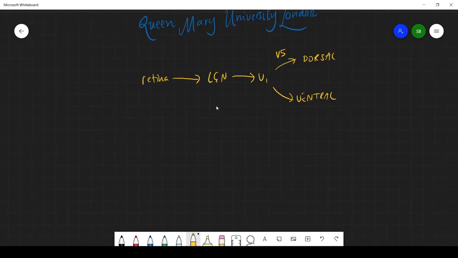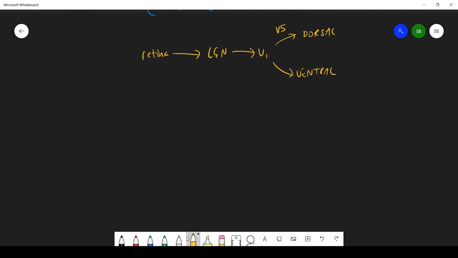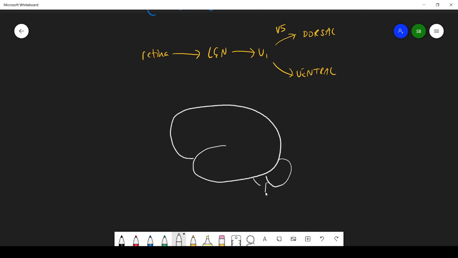To get a little bit of approximate anatomical context, this is our schema of the brain, cerebellum, spinal cord. V1 is here, V4 is here, and V5 is roughly somewhere up here.